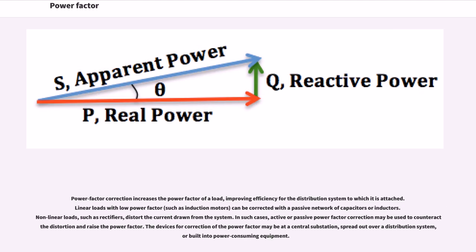Power factor correction increases the power factor of a load, improving efficiency for the distribution system to which it is attached. Linear loads with low power factor can be corrected with a passive network of capacitors or inductors. Nonlinear loads, such as rectifiers, distort the current drawn from the system. In such cases, active or passive power factor correction may be used to counteract distortion and raise the power factor. The devices for correction of the power factor may be at a central substation, spread out over a distribution system, or built into power-consuming equipment.